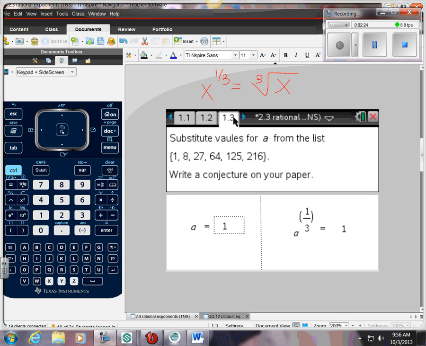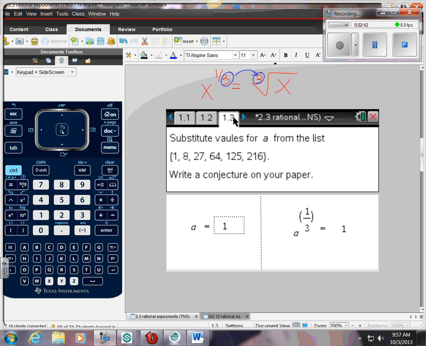So you're starting to see a pattern? What's the pattern? Okay, good. So the denominator is giving you the what? The index. Okay, good. So that's a great connection. The denominator is going to give you that index, right?